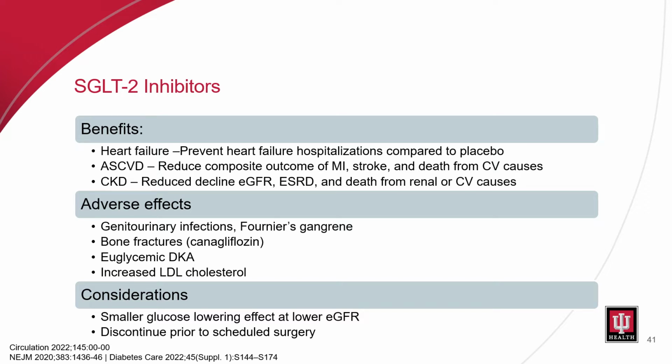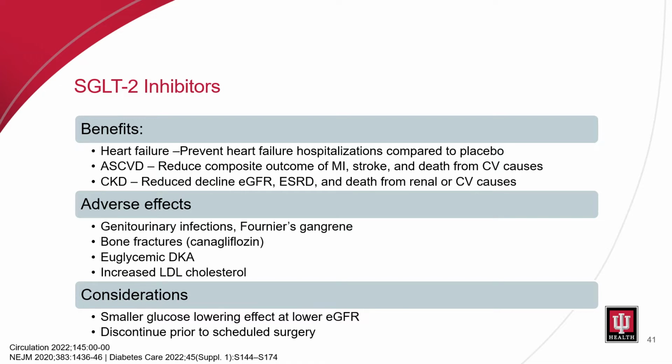renal or cardiovascular causes. These agents work through the inhibition of SGLT2, which leads to renal glucose excretion in the urine. Adverse effects that are experienced by patients are genitourinary infections, including our most probably severe, Fournier's gangrene. Just imagine all of that glucose spilling out in the urine could potentially harbor these infections. Bone fractures, especially with canagliflozin, this euglycemic DKA phenomenon in which patients may have a relatively normal glucose value but still be in DKA, and increased LDL cholesterol.